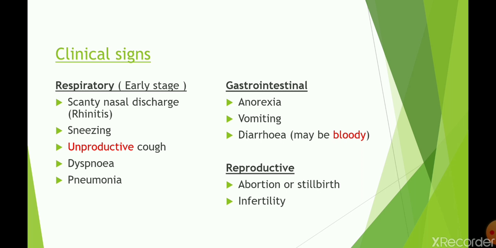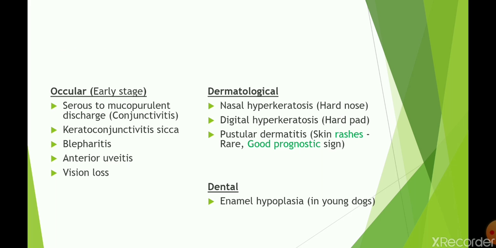Then the gastrointestinal signs are anorexia, then vomiting, and diarrhea, which may sometimes be bloody. But this diarrhea won't be as severe as in canine parvovirus infection. In parvovirus, the diarrhea will be severe bloody diarrhea. But here, sometimes you can get blood, but it won't be so severe. And the reproductive signs: there can be abortion or stillbirth, and it can cause infertility of the dog.